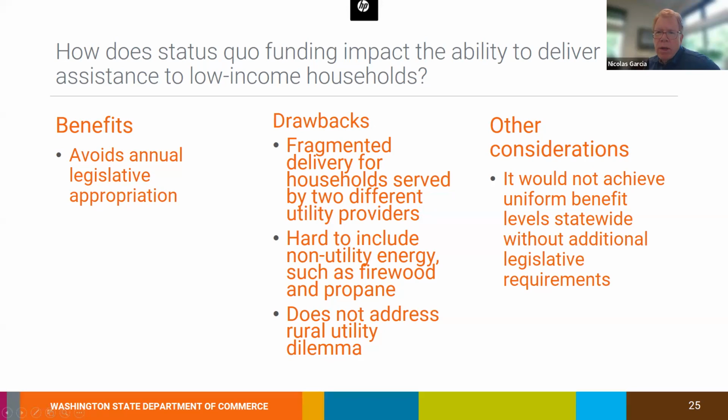Well, actually, I don't have that. I was hoping you could just explain a little further what you mean, because I just really don't understand the other consideration, achieving uniform benefit levels statewide. Could you just explain that a little bit more?